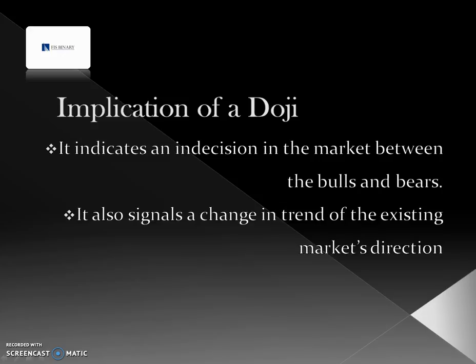Now, it signals that there is going to be a change in the direction of the market. It could be a total change, or it could be just a minimal change in the direction of the market. That's what it implies. So whenever you see a doji, it signals that there is going to be a change in the trend of the market. The existing trend is going to change. That's why I said it also signals a change in the trend of the existing market's direction. So that's what a doji implies. Whenever you see a doji, that's what it implies.